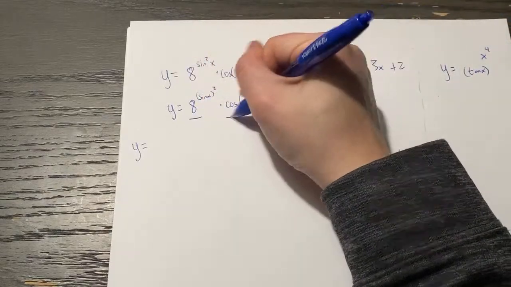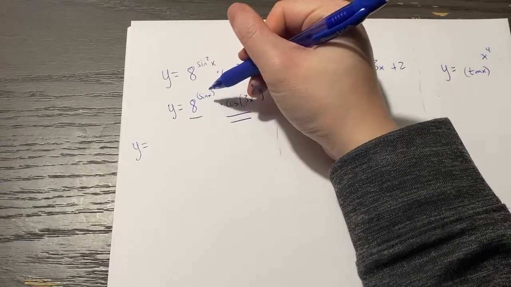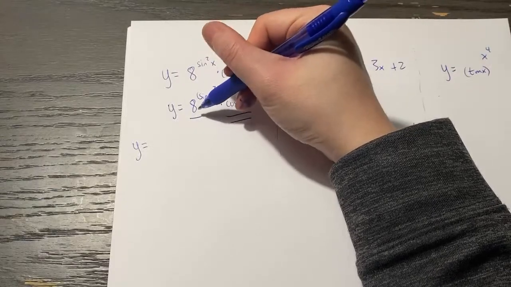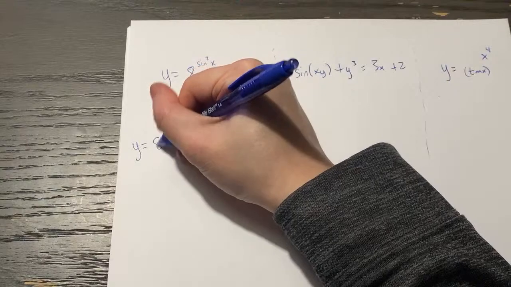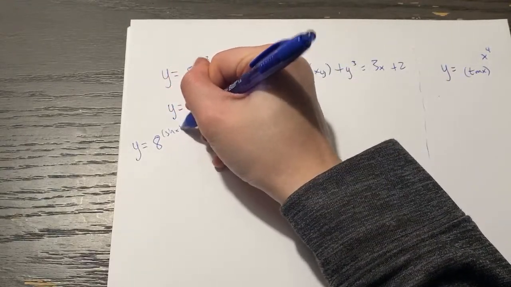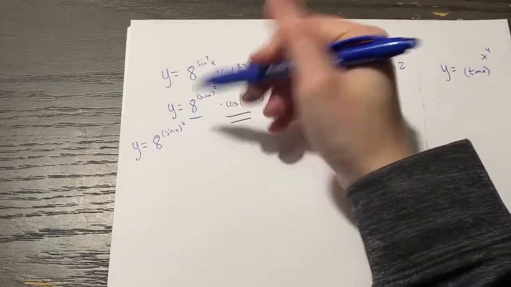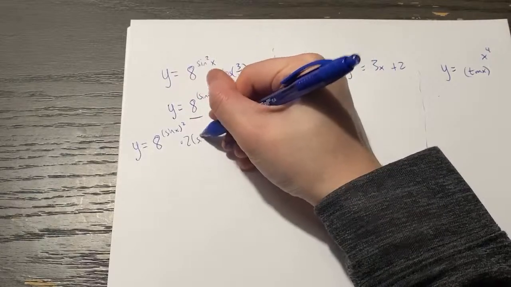It's going to be a product rule. Let's take this derivative. Keep in mind that this is not going to be power rule for this because we have 8 in the base. This is the a to the x rule. So it's 8 to the whatever this is. And then I have to multiply by the derivative of the inside. What is the inside? Well, it's going to be this exponent here. So it's going to be 2 sine x.